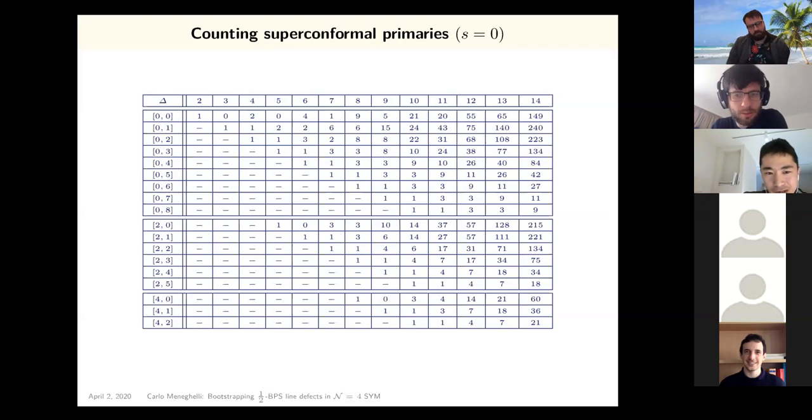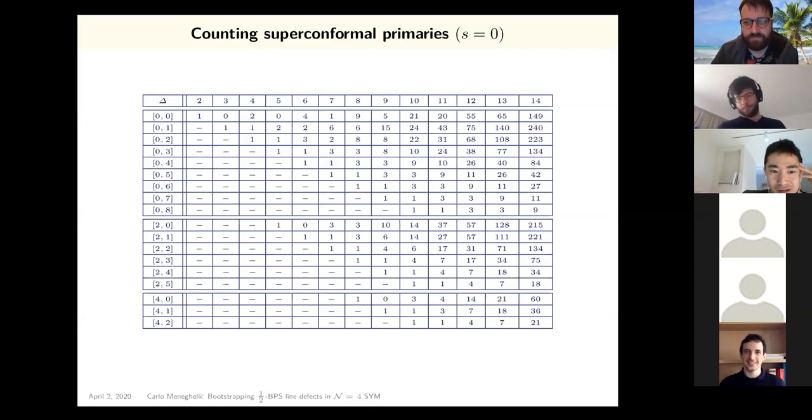Right, so here you counted the number of operators at weak coupling? Yes. No, it's strong coupling. It's strong coupling, which is much simpler, of course. I see. Strong coupling is simpler, yes. Right, I agree. And there are fewer operators, yes.